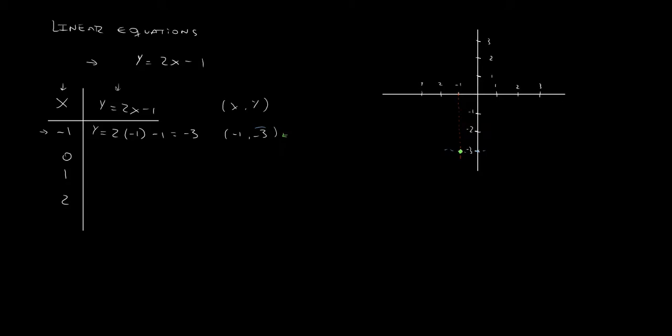Let's now move on to when x equals 0. If x is 0, then y is 2 times 0 minus 1. This equals -1, and then our point in the plane is going to be (0, -1). Let's add this point to the plot. x equals 0 is this vertical line, and y equals -1. So the intersection is going to be this point.